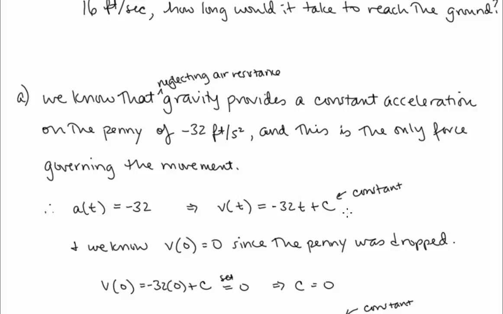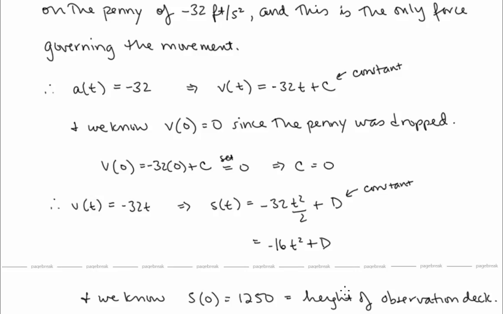Okay, well, what do we know about the velocity? What's the velocity at time 0? Our penny is dropped, so there's no velocity at time 0. That velocity is 0. So we plug 0 into the velocity function and then set that equal to 0. That tells us this constant is equal to 0, and so our velocity function is v of t equals negative 32t.